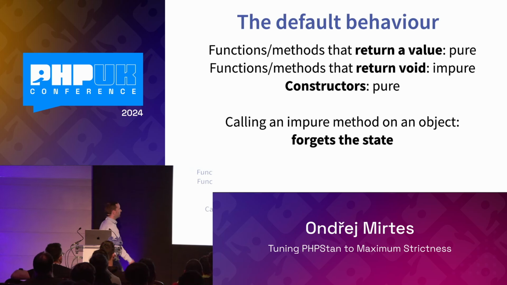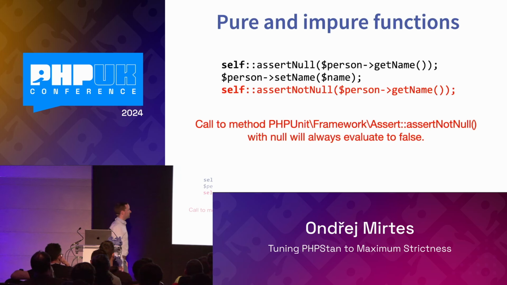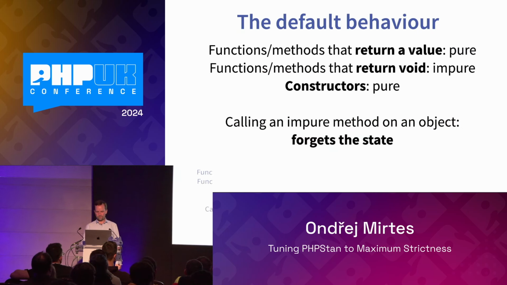And if you call an impure method on an object, it forgets the state. So this example is going to pass without any errors if setName() is a void function, because it will make the person forget the state, and below calling the setter, getName() might be null or it might not be null as far as PHPStan is concerned. And this is the default behavior, which means that there's probably a way to override it, right?